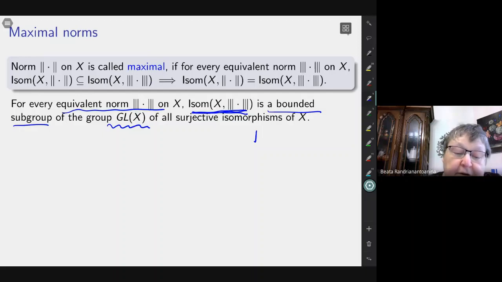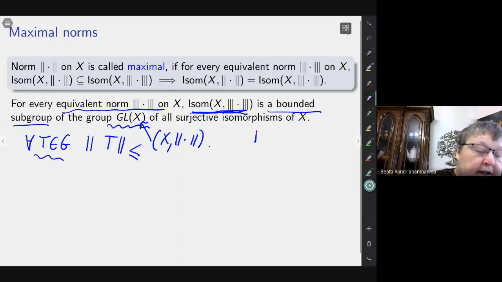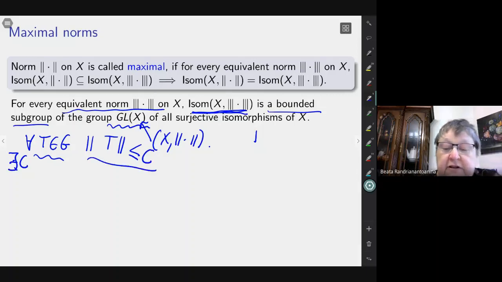for every T which belongs to GL of X, the norm can be arbitrarily large. There is no restriction. But when I say bounded subgroup, I mean that for every T in this subgroup G, the norm of this T, whatever original norm X was taken with, will be smaller or equal than C, which is fixed for the group. That's what it means to be a bounded subgroup.